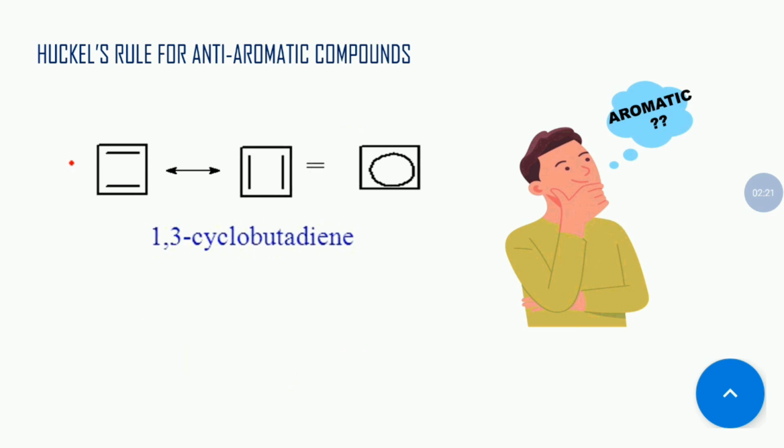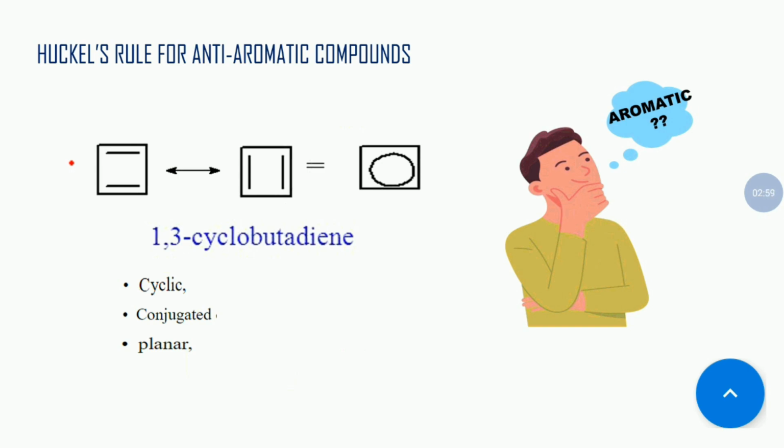First you have to check rule number 1, that is, it's a cyclic compound. Second, it maintains the conjugation, or you can say it has delocalized pi electrons. Very good. Next, rule number 3: the compound is planar and has sp2 hybridization. Now finally we come to rule number 4.